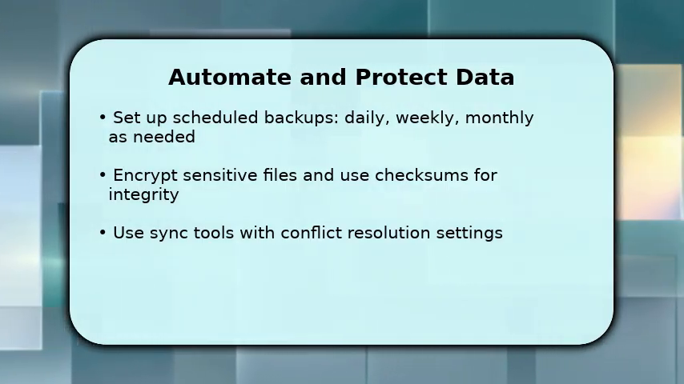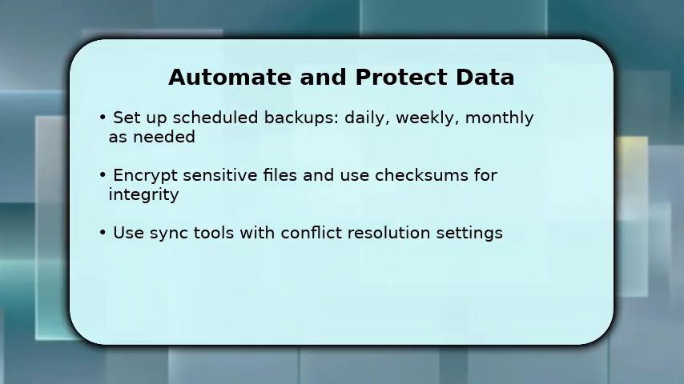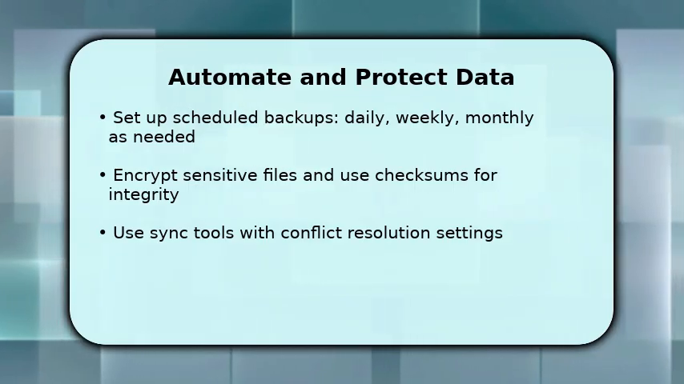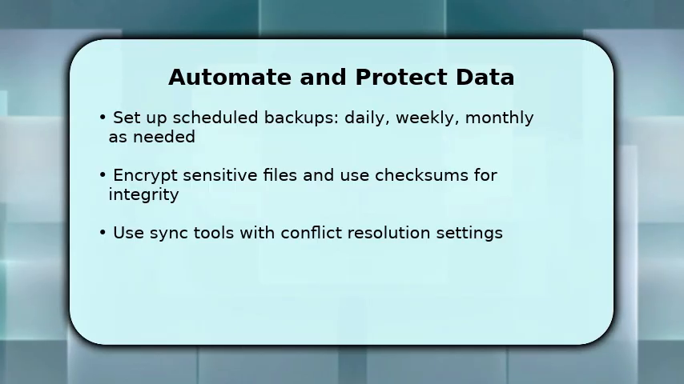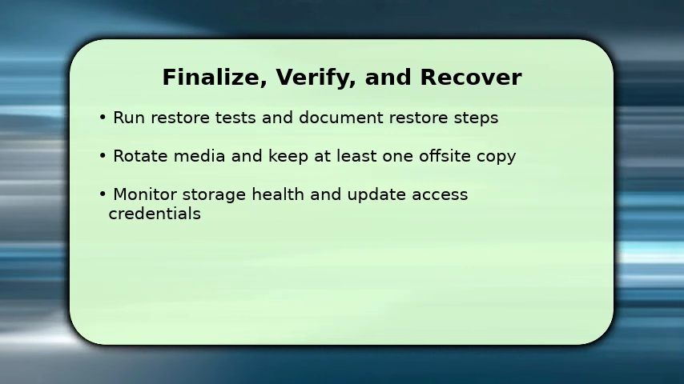Make sure alerts are enabled so you know when a job fails, and run an occasional manual backup to confirm automation behaves as expected. Finish by verifying. Perform a full restore to confirm backups are usable, and document the exact recovery steps so you, or someone else, can act quickly. Rotate storage media and retain an offsite copy for disaster resilience.